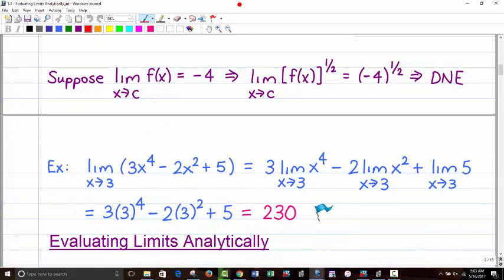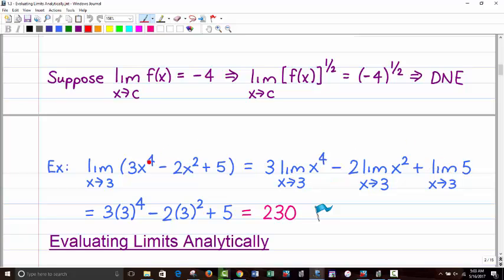Now, this next example, we're going to see a lot quicker way to do this here shortly, but this is just sort of showing all the properties. So the first thing you can do is split that up into 3 limits. There'd be a much easier way to do this, though, but let me show you this real quick.